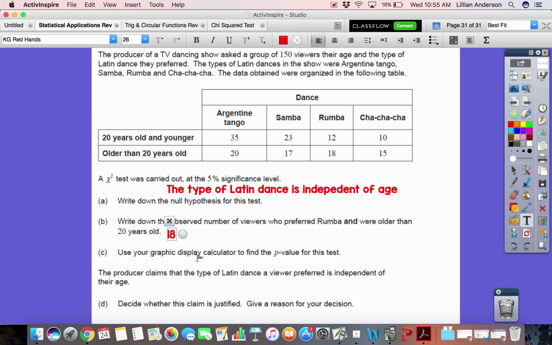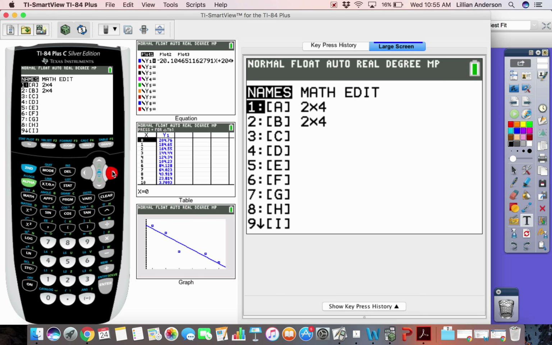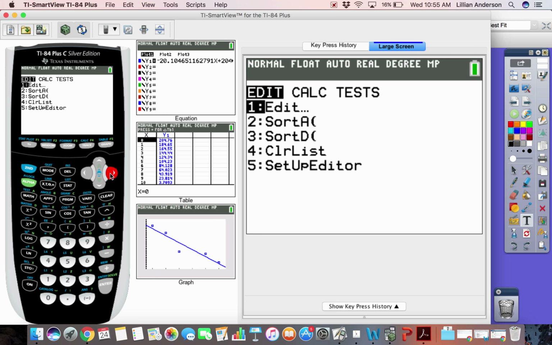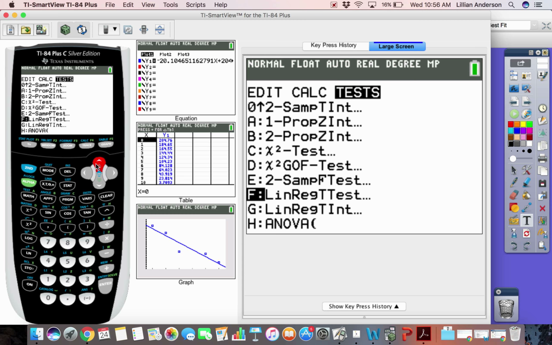Now it says, use your graphic display calculator to find the p-value of the test. Now, you do it the same way, okay? You go to second, x to the negative 1. You go over to edit, and you type in your data into matrix A. You exit out of there. You go to stat, over to test, and you're still going to C, chi-squared test statistic, okay?